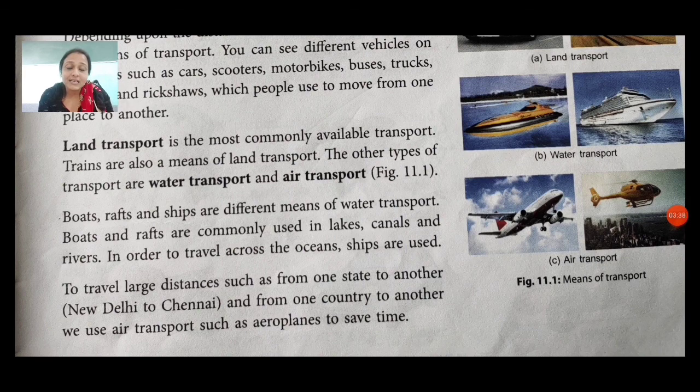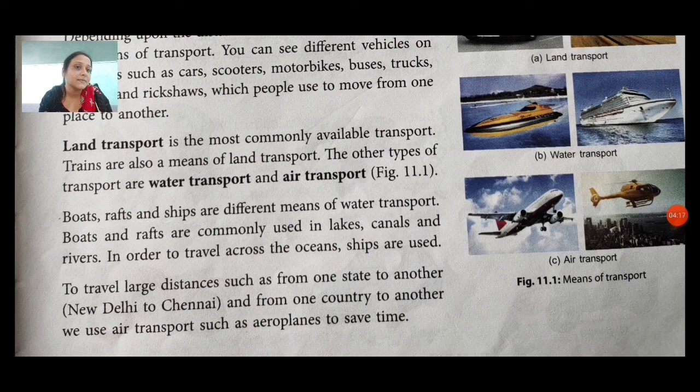This is the type of transport which we use in our daily life. Boats, ships, etc. are different means of water transport. Boats and rafts are commonly used in lakes, canals and rivers. In order to travel across the ocean, ships are used. To travel a large distance such as from one country to another country, or from one state to another state, we use air transport.